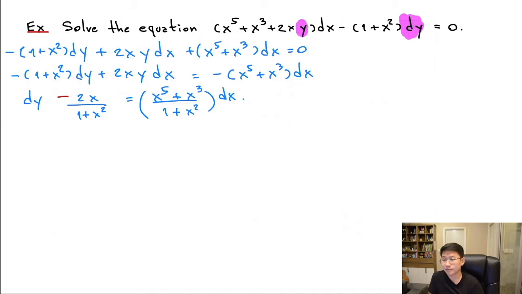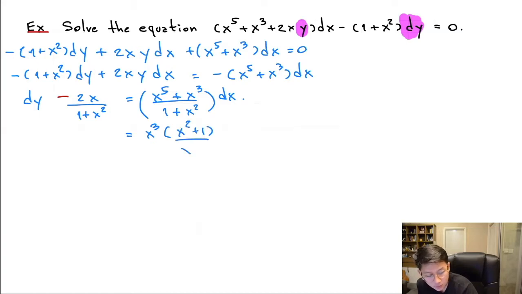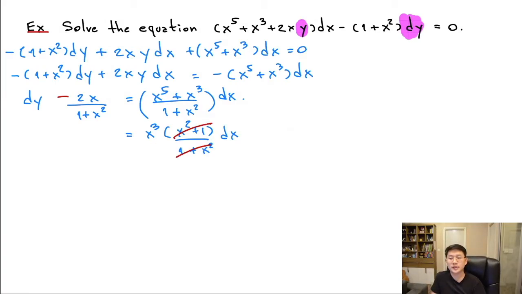And after that I'll pull x squared out. No, I'll pull x cubed out, so I get (x squared plus 1) divided by (1 plus x squared) dx, and these are cancelled out. Make sense?